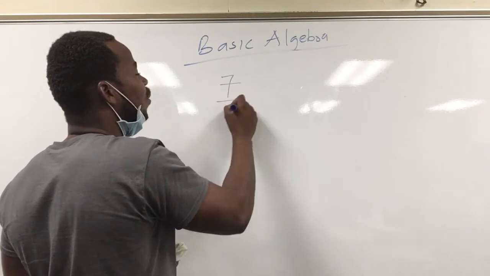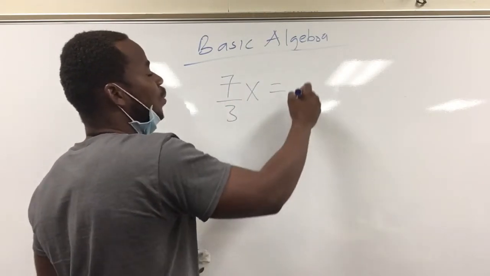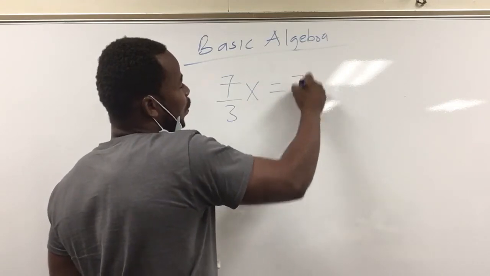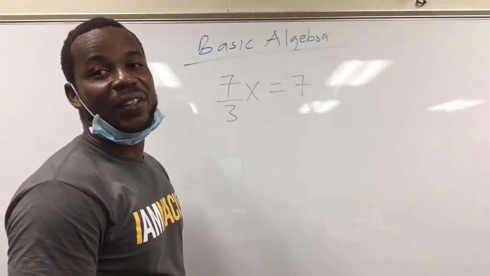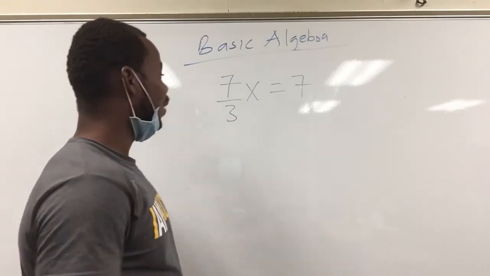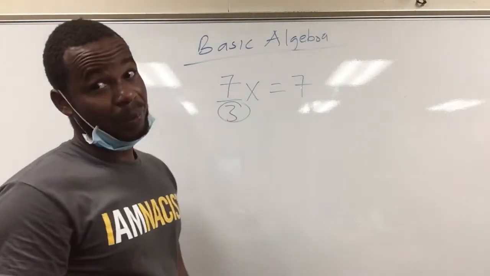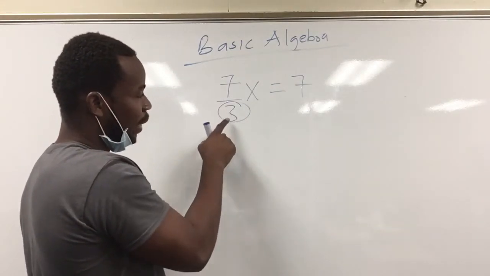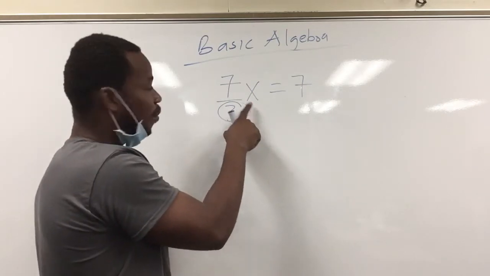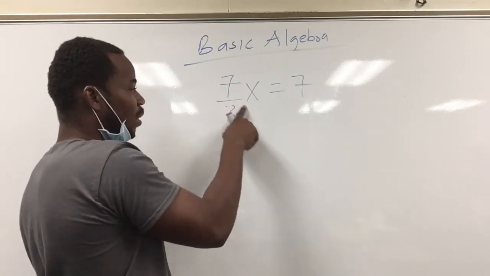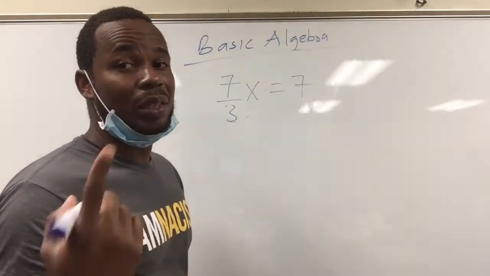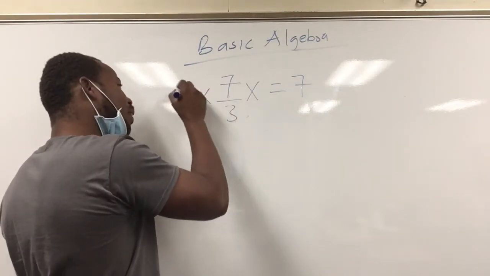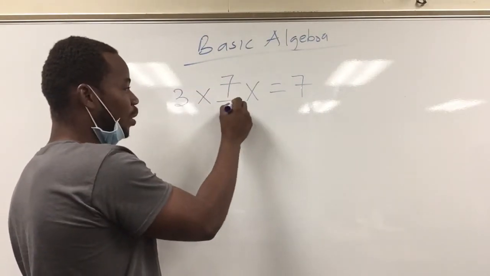7 over 3 x is equal to 7. Now, we have a problem. This boy over here is a big problem. Remember that this is 7 divided by 3. So when you are dividing something, the first thing that should come into your mind is that the opposite of division, like we learned from the beginning, is multiplication. So what if I decide to multiply this by 3 so that I can remove what is here?